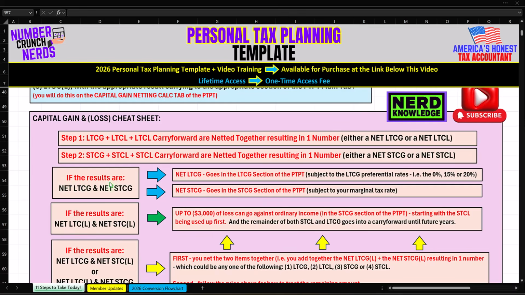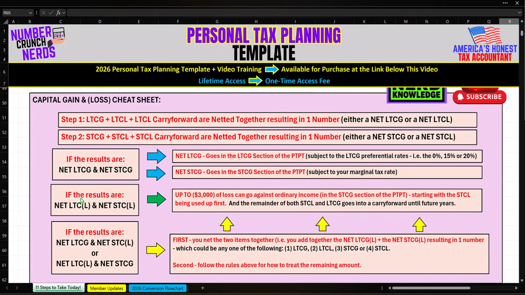If the results of the 2 steps above are as follows, you have a net long-term capital gain and you have a net short-term capital gain, then the net long-term capital gain will go in the long-term capital gain section of the personal tax planning template, subject to the long-term capital gain preferential rates, which are either 0, 15, or 20% depending on your other income. And the net short-term capital gain will go in the short-term capital gain section of the personal tax planning template, subject to your marginal tax rate.